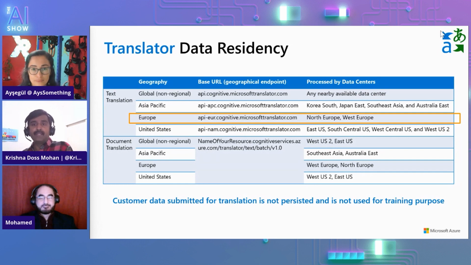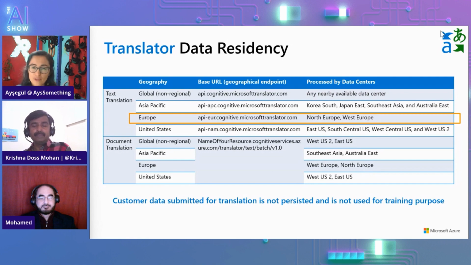The service has two types, right? The one is the text translation, which is near real-time synchronous translation, where you provide the text and it returns immediately. And there is another translation service, which is a document translation service, where you translate large documents asynchronously in a batch mode. Great, thank you.